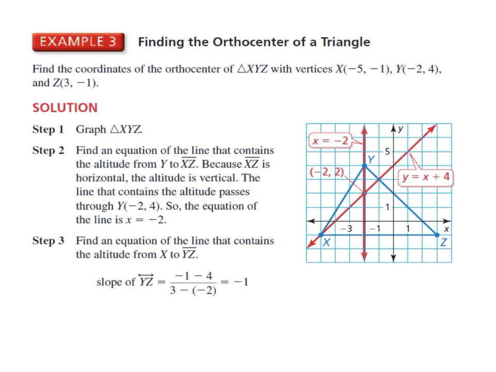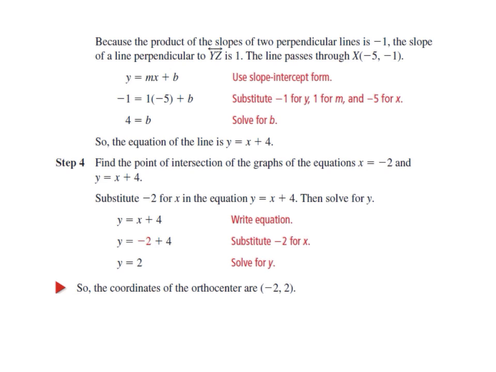And this would require you actually calculating the slope because it's going at a diagonal. So the slope of line YZ would be -1. Now, because the product of the slopes of two perpendicular lines must be -1, the slope of a line perpendicular to YZ is +1. So the line passes through -5, -1.